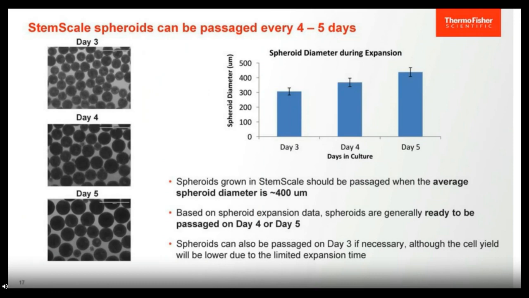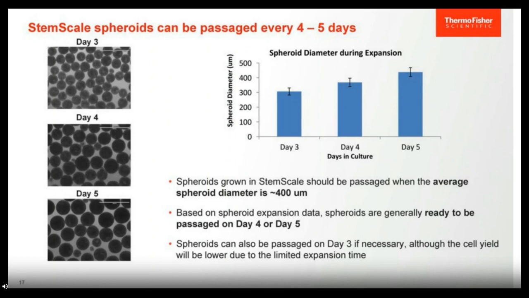So in order to prevent the formation of a necrotic core when growing cells as spheroids, it's important to passage spheroids when the average diameter reaches a certain size. We found that passaging spheroids when the average diameter is approximately 400 microns will prevent the formation of this necrotic core. So when you're growing cells as spheroids in our StemScale medium, we found that this can occur on either day 4 or day 5 of culture.